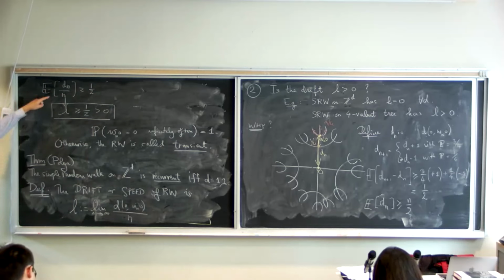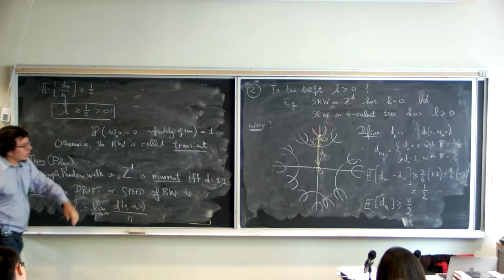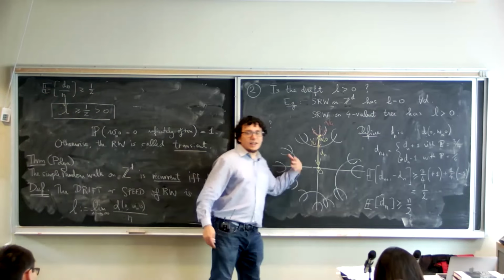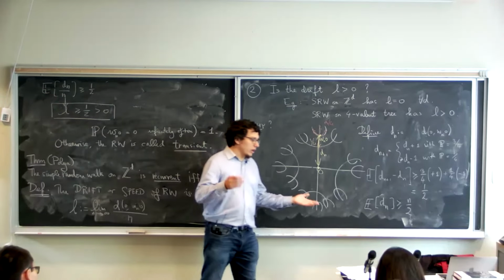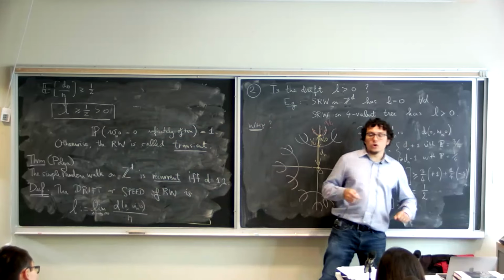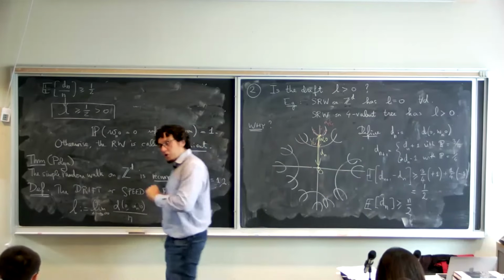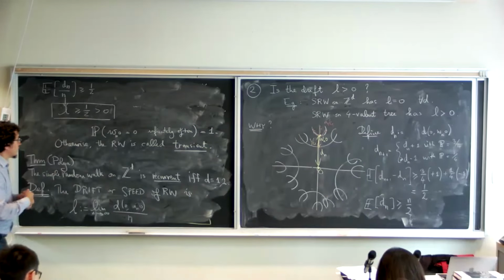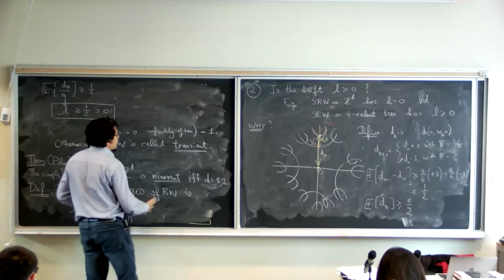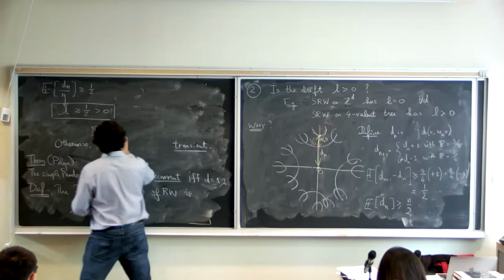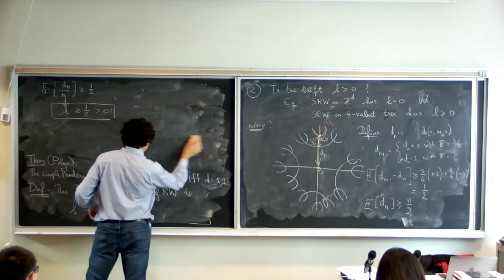So it's not that complicated. But the idea, of course, is that on average, after n steps, you're doing at least n over 2. After n times, you're doing n over 2 distance. Is it sharp? What do you think?